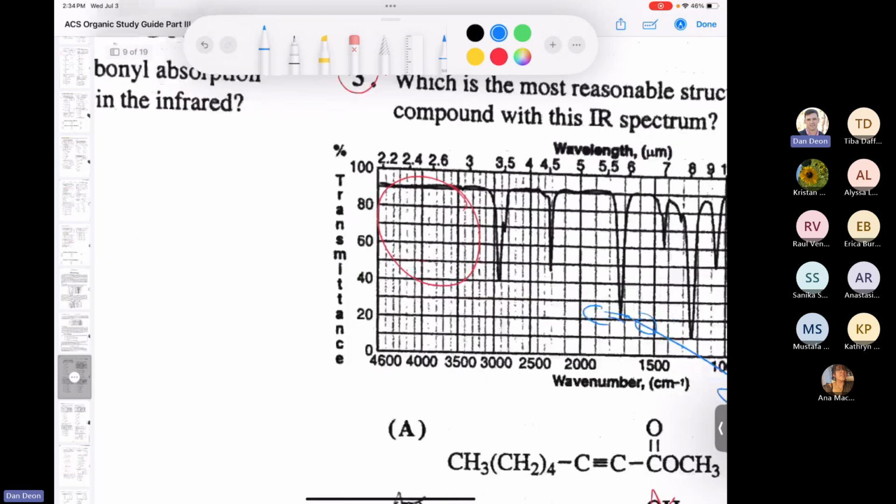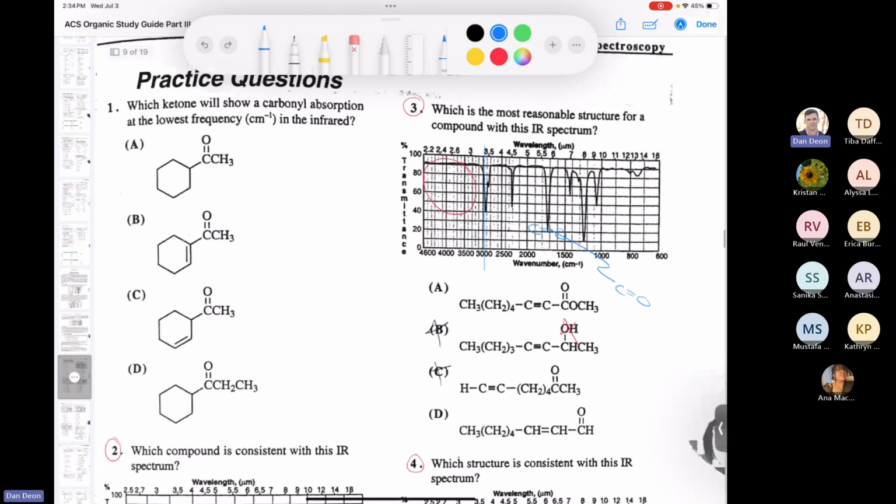But one thing I notice is if you take a ruler and you put it right around 3000, right? So if you draw a line around here somewhere, you notice that there's no aldehydic stretching here at 2750 and 2850. So this is not an aldehyde. So now we have terminal alkyne, and we have an internal alkyne. We have an ester in one and a ketone in another. Well, it has to be the ester. How do we know that?